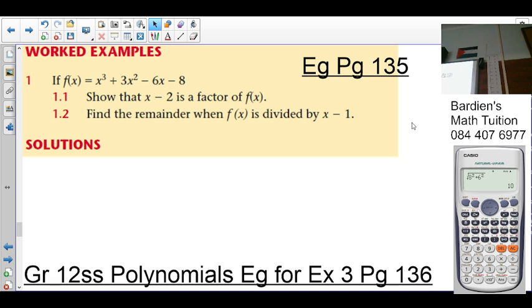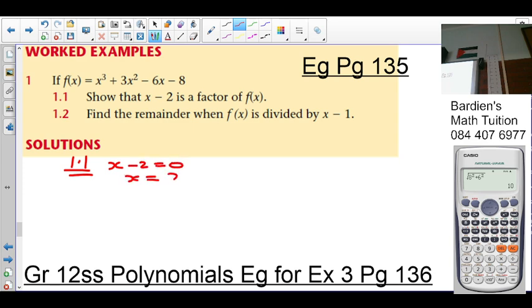We are told if f of x is equal to x cubed plus 3x squared minus 6x minus 8, show that x minus 2 is a factor of f of x. With that explanation I just gave you, if it's a factor, what should the answer be? 0, once you substitute in your divisor. So we say x minus 2 is equal to 0, so x is equal to 2. What we now say is f of 2 equals, so if I see x I put that 2. So f of 2 is equal to 2 cubed plus 3 times 2 squared minus 6 times 2 minus 8.